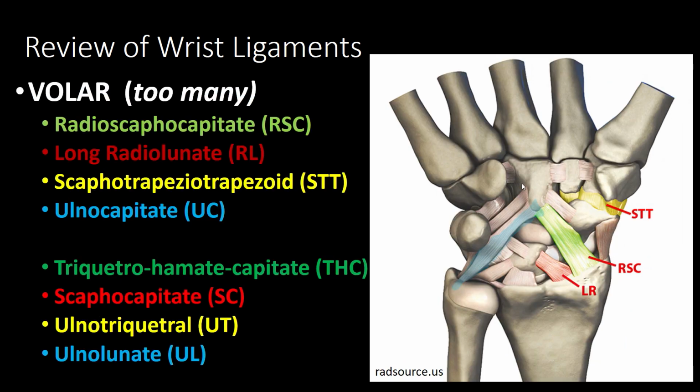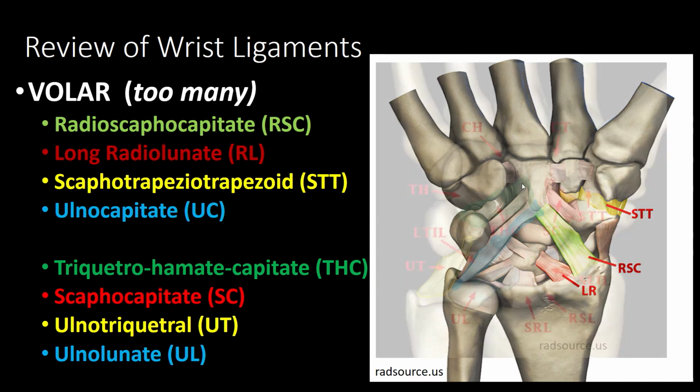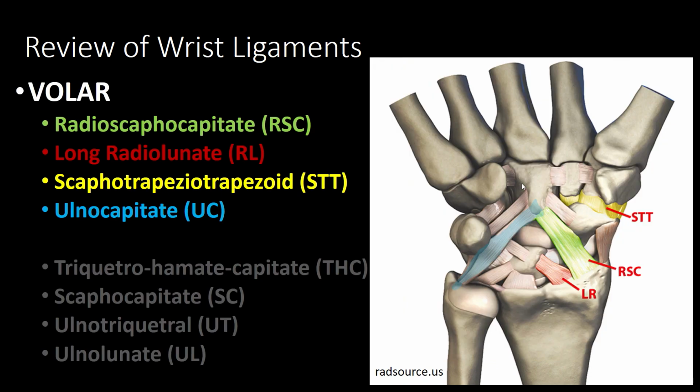Now, the volar aspect is a little bit much. It has too many. So for the purposes of this talk and really functionally in MR imaging, we're going to focus on just the top. We're going to use those top four, and we're going to use this diagram here to help me explain where they are, and then I can show you them on MR. These are the more superficial volar ligaments of the wrist.